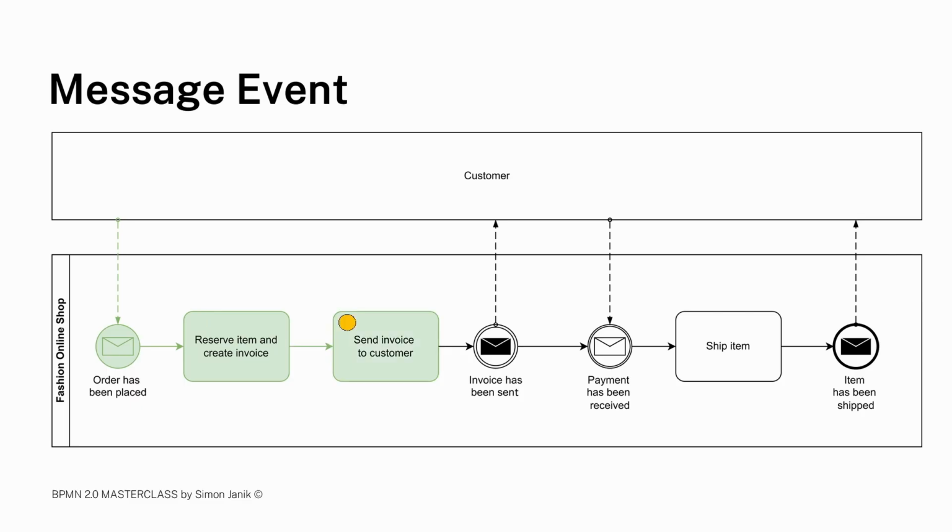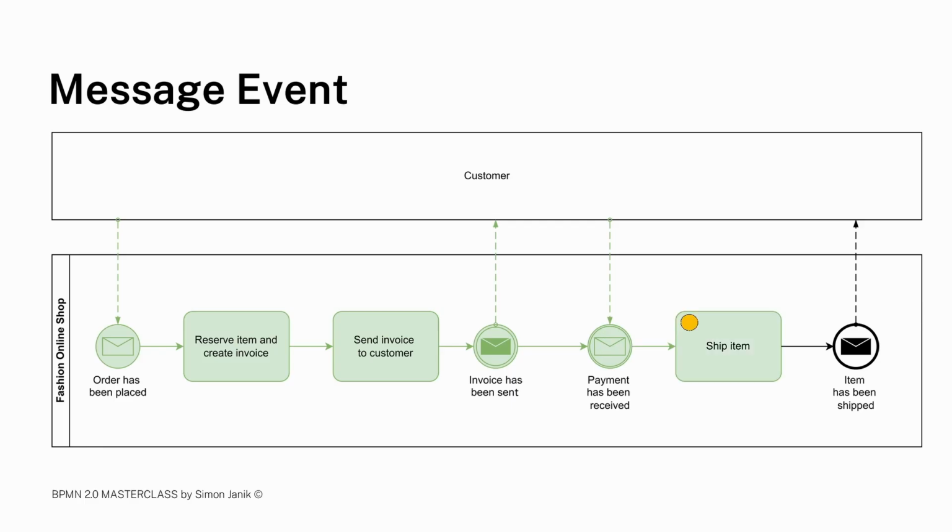For that, we use a throwing intermediate message event after the activity to send the invoice to the customer. This represents an outgoing message because the shop actively sends information. Then we wait for the payment by using the catching intermediate message event. The process now pauses and waits until the customer completes the payment. This is an incoming message because the shop is waiting to receive something.